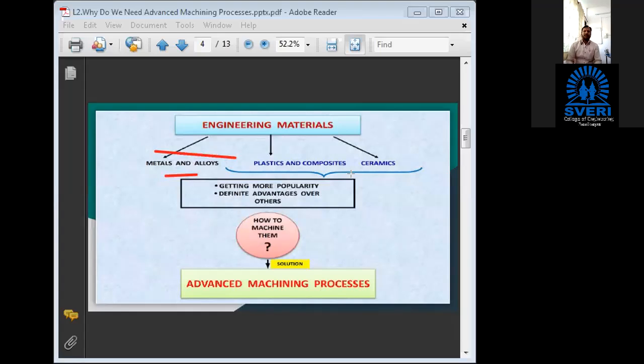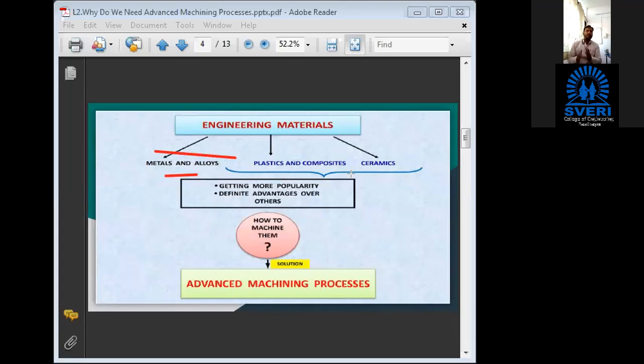Definitely these new materials, plastic, composite, and ceramic, have the advantage over the other materials. These materials have more advantage as compared to the other metals.